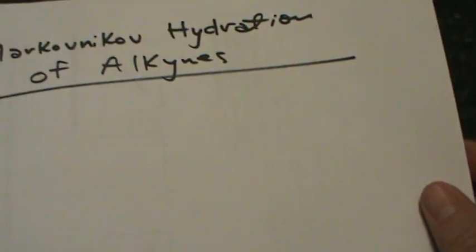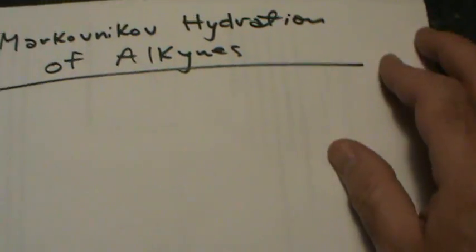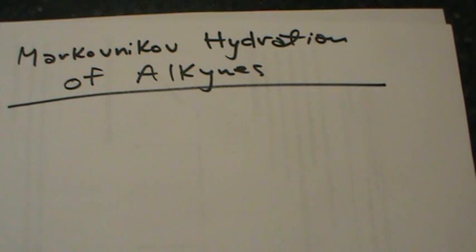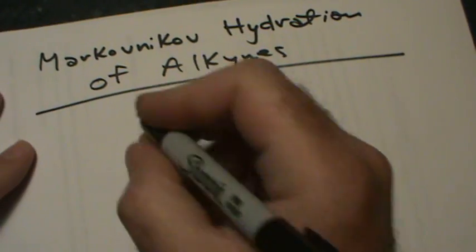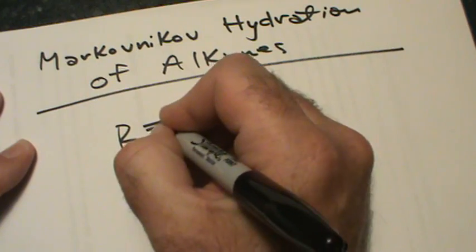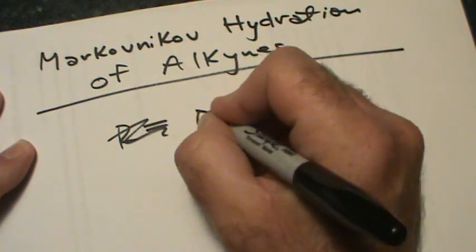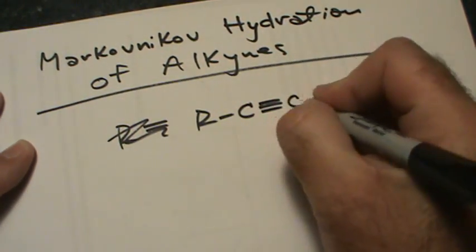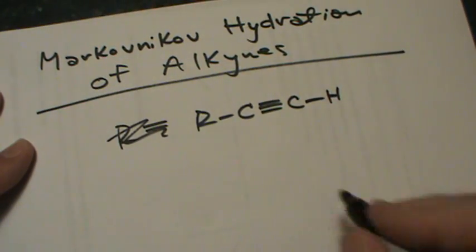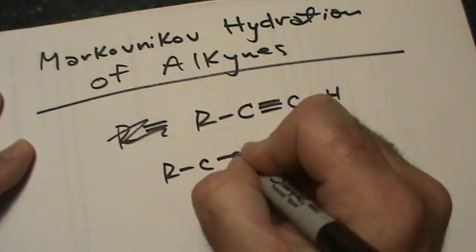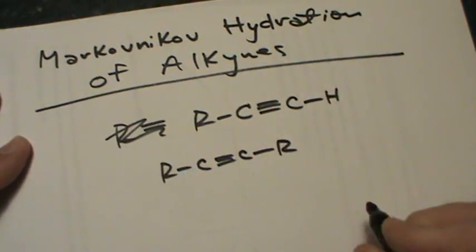Well, we're almost done. We've only got two reactions left to cover, and they're very closely related to each other. One is a Markovnikov hydration of an alkyne. And you know, of course, that alkynes look like this. This would be a terminal alkyne, whereas this would be an internal alkyne.